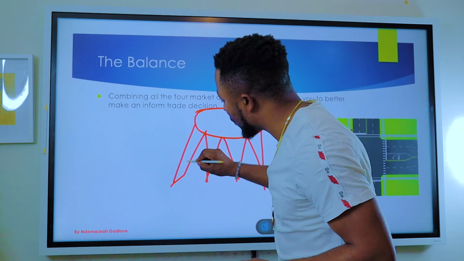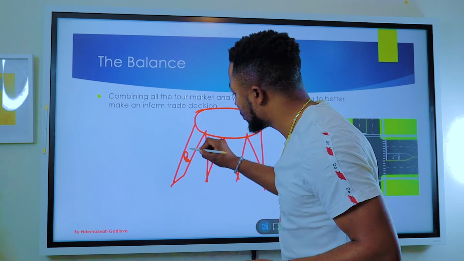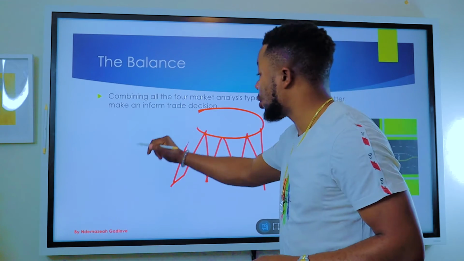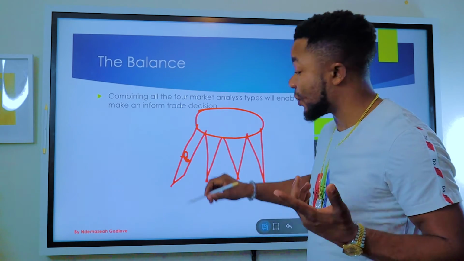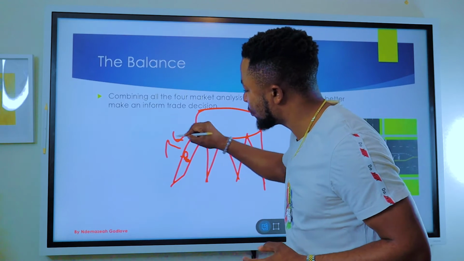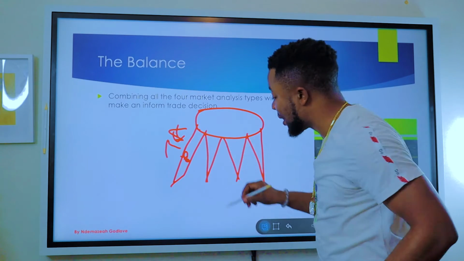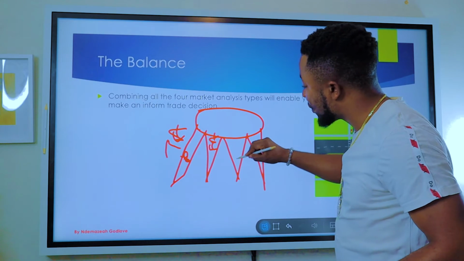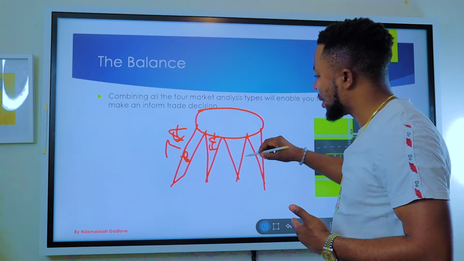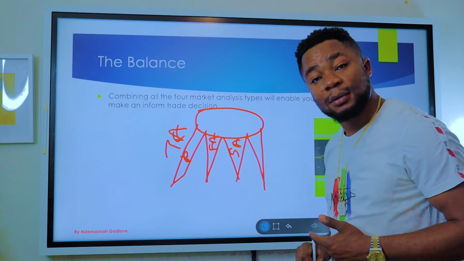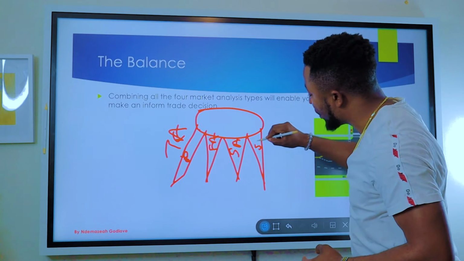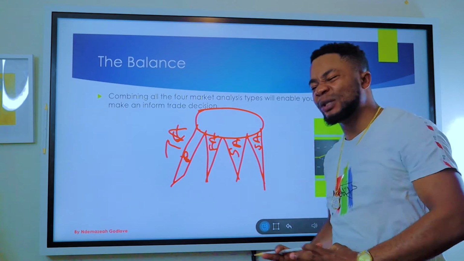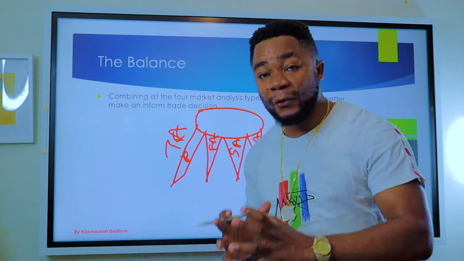This one might stand for the first one, which was technical analysis. The second leg of the chair may stand for fundamental analysis. The third one was sentimental analysis. And the last one stands for what? Situational analysis. So all of these factors constitute a strong and firm Forex trader.